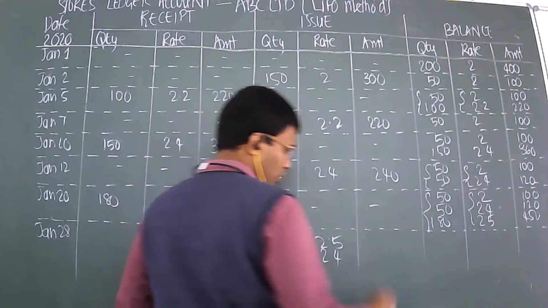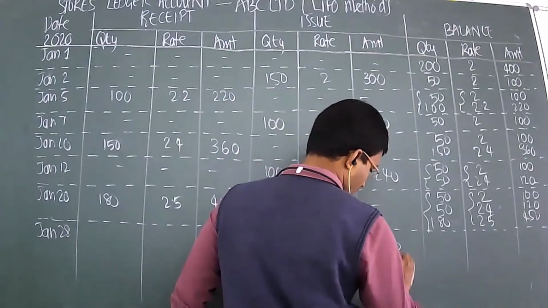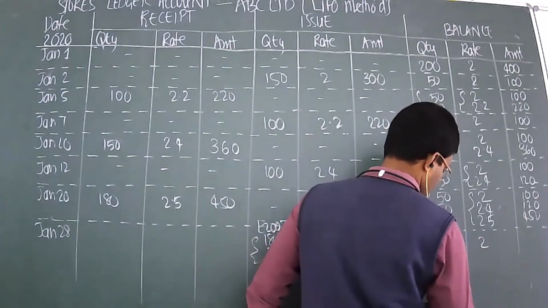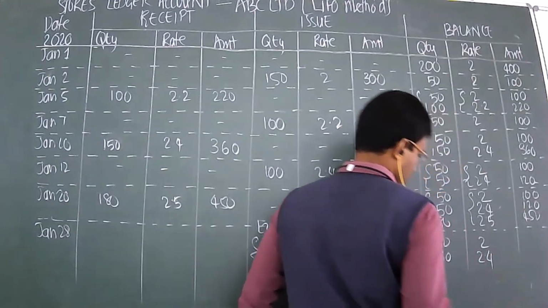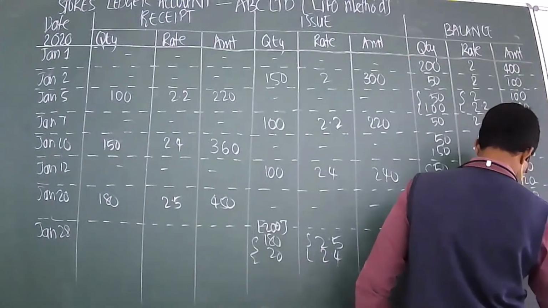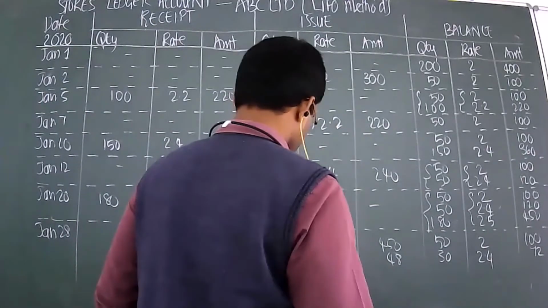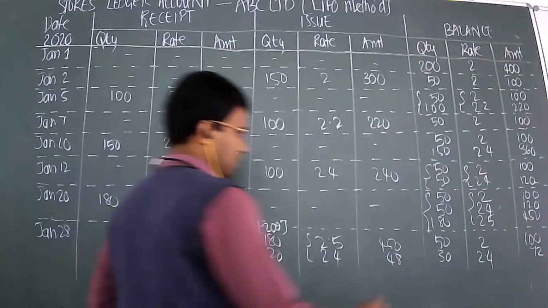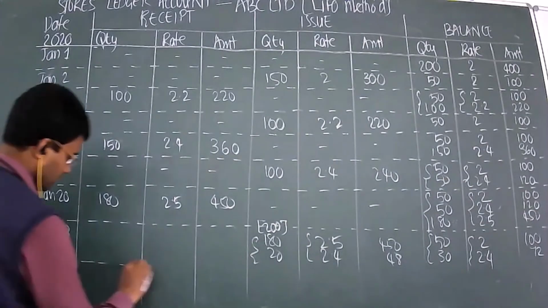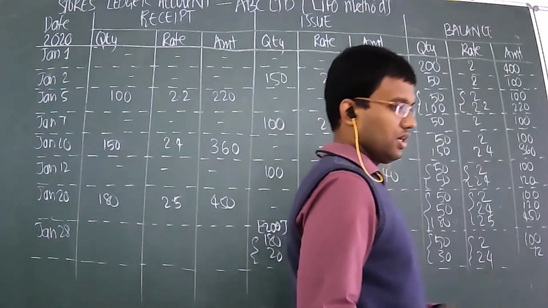So when you work this out, this is 450, and 2.4 times 20 is 48. And let's record the balance, 50 at 2, 30 at 2.4. Work this out, 100, 72. So that's the balance. That is the balance of material that we have in a godown. So let's close this one. We are done with the store ledger account for this particular question as well.